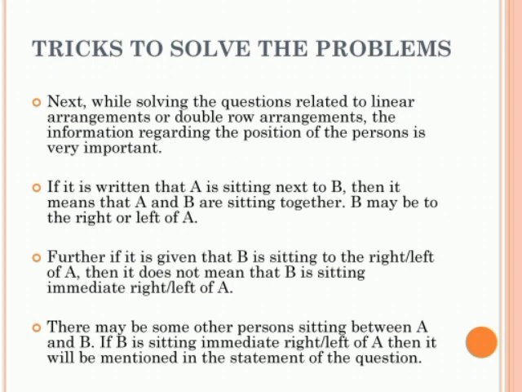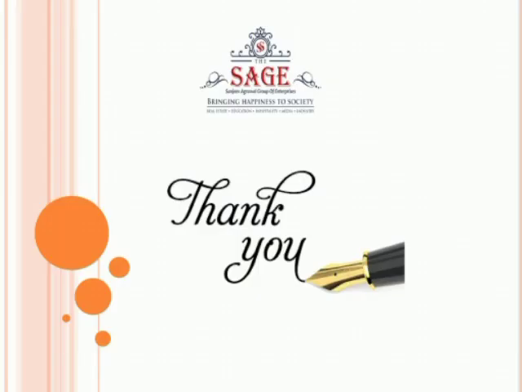Now, next, while solving questions related to linear arrangement or double row arrangement, the information regarding the position of the person is very important. As you can see, if A is sitting next to B, that means A and B are sitting together. Further, if it is given that B is sitting to the left or right of A, it doesn't mean that B is sitting immediate left or right. Sometimes people get confused in such type of questions, and there may be some other person sitting between them.